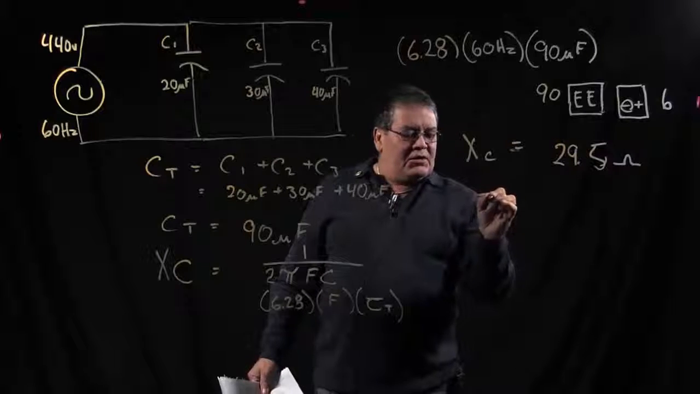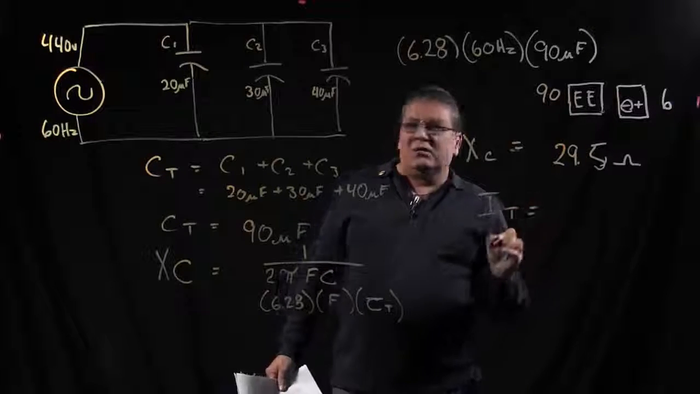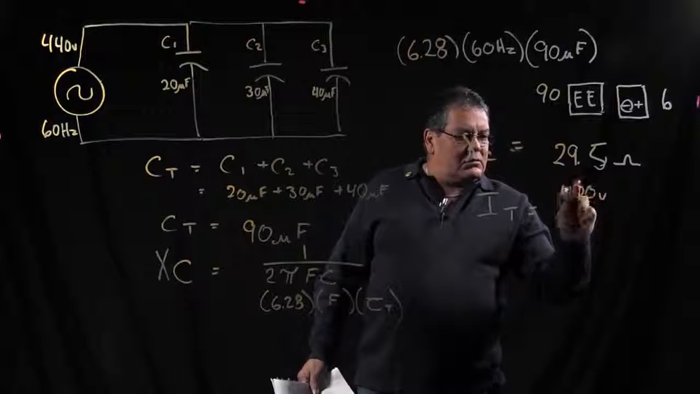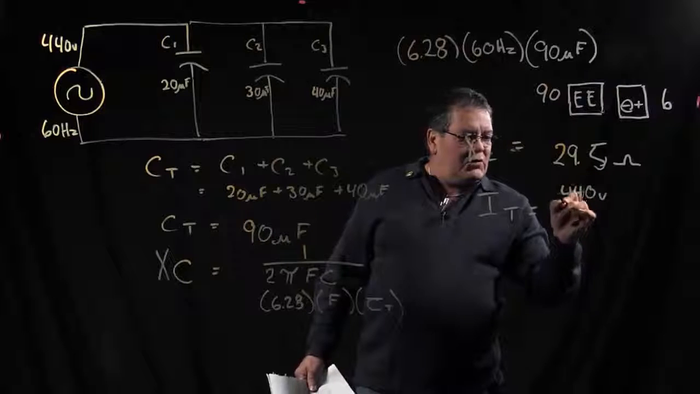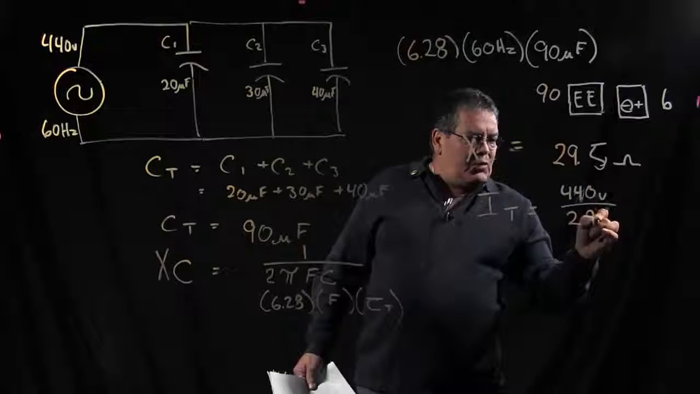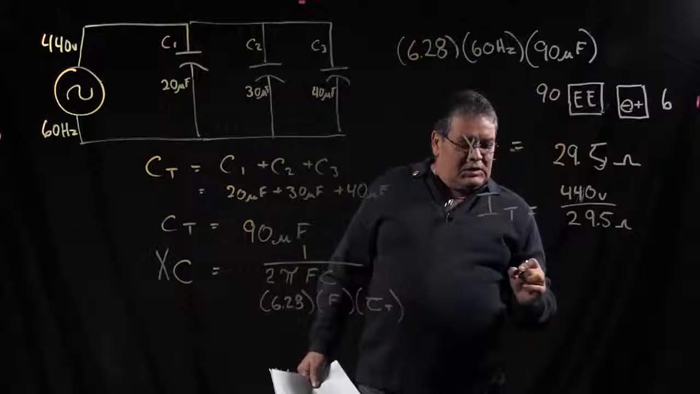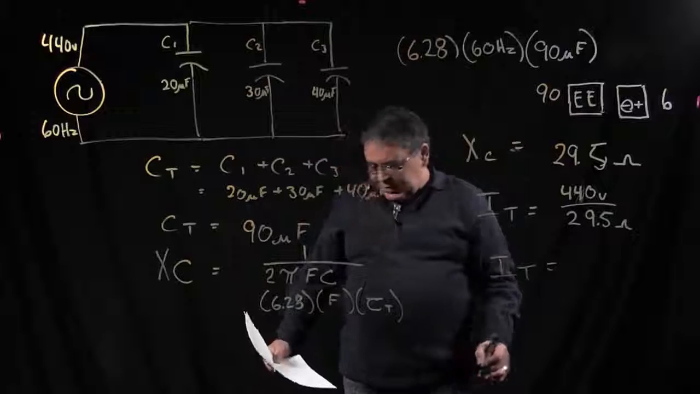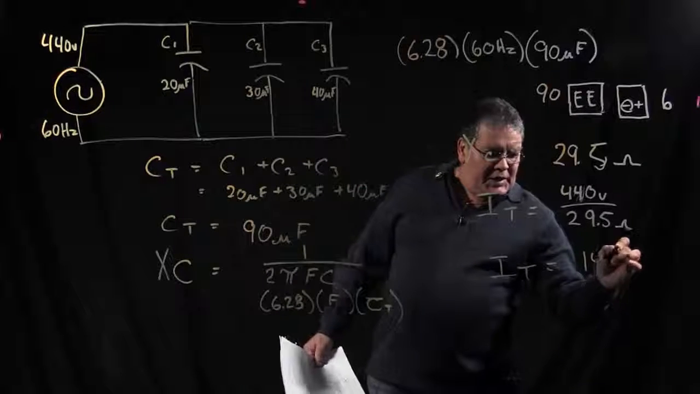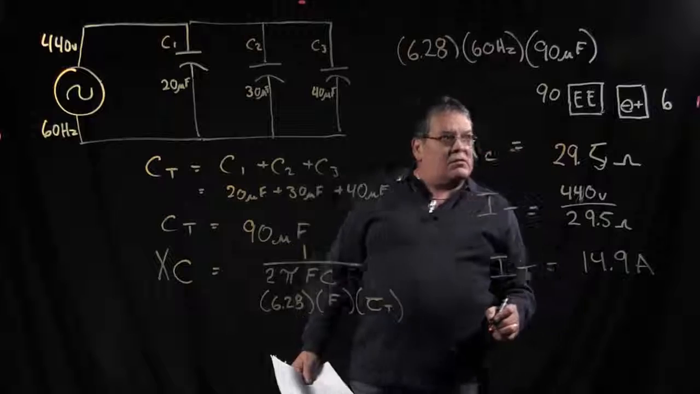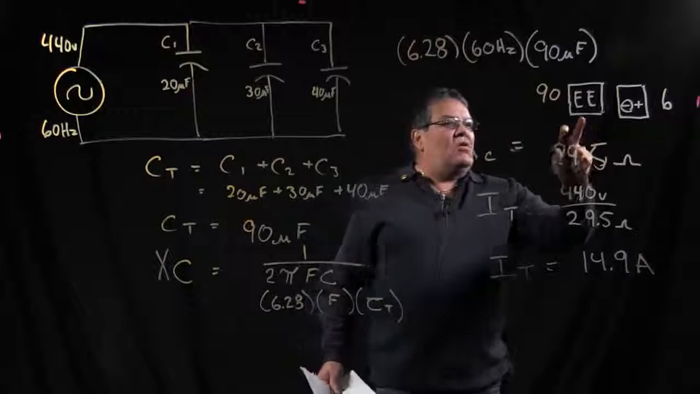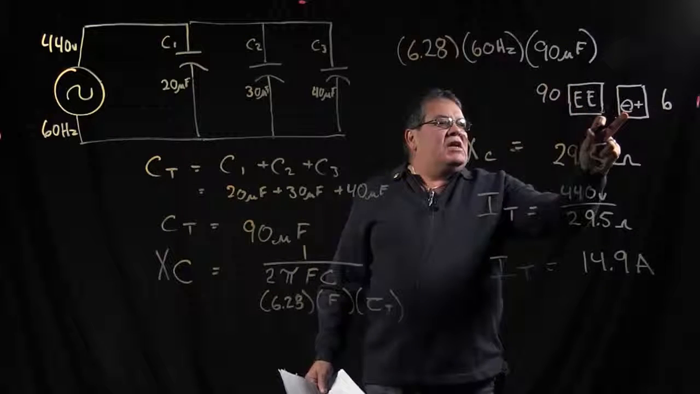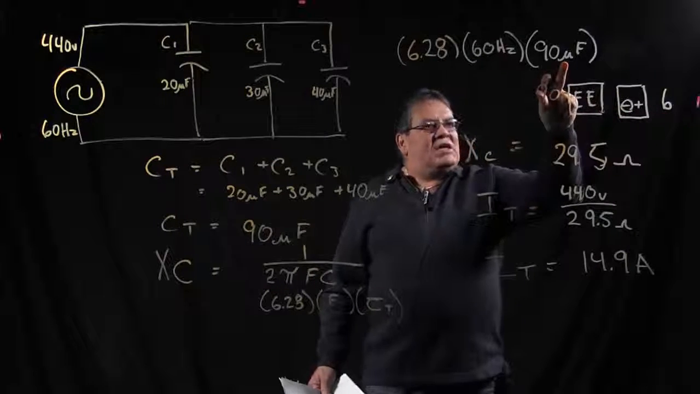And again, for your current, you're going to do the same thing. You're going to use your Ohm's law, 440 volts divided by 29.5 ohms, and that'll give you your I total, and that comes up to 14.9 amps. So the key in this situation is to always remember that when you're going to do your micro, you're going to have to hit your exponent -6, because micro is to the -6th power.